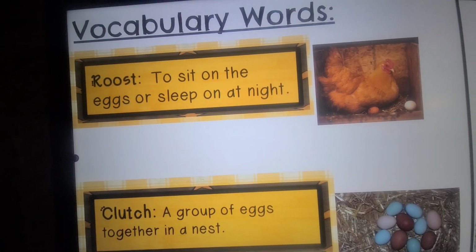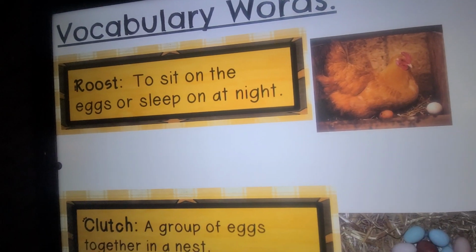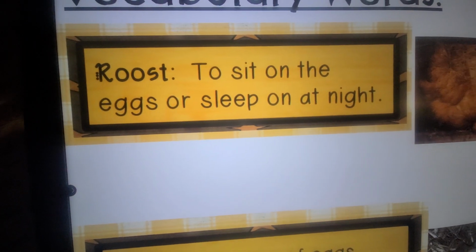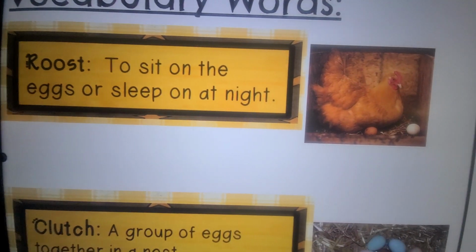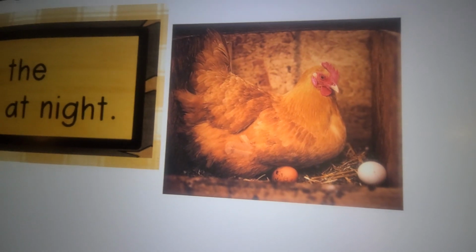Now, roost is used as a verb. It means to sit on the eggs or to sleep on at night. So for chickens, they have a lot of different predators. We've talked a little bit about that in class. A lot of other animals like to eat chickens, including us, right?